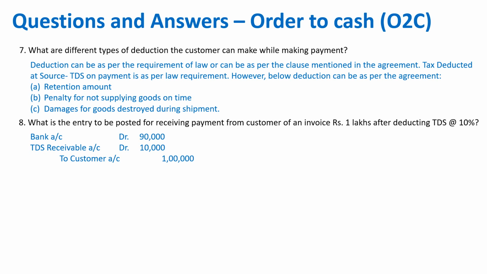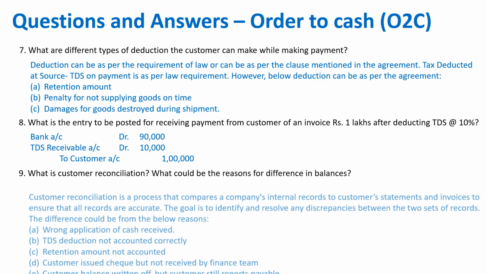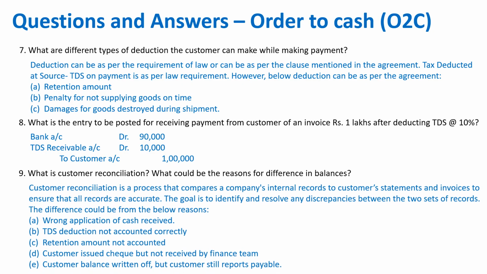Next question. What is customer reconciliation? What could be the reasons for difference in balances? Customer reconciliation is a process that compares a company's internal records to customer statements and invoices to ensure that all records are correct and accurate. The goal is to identify and resolve any discrepancies between the two sets of records. Now let's understand what could be the reasons for the difference.